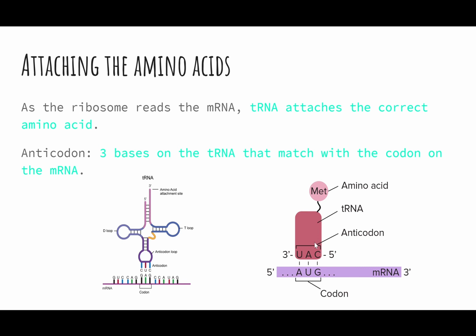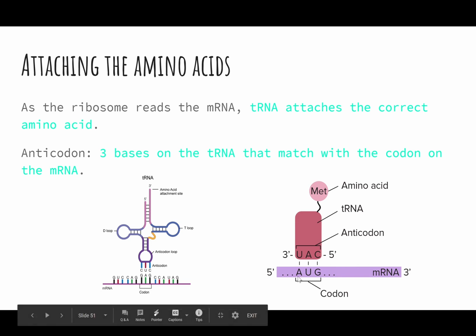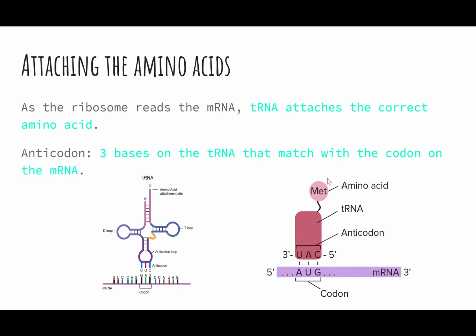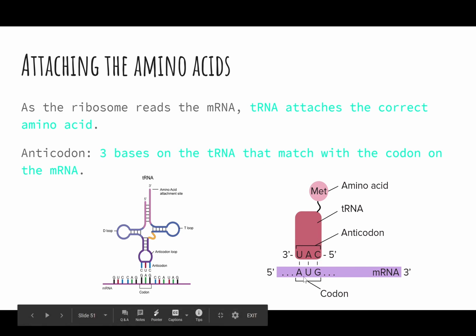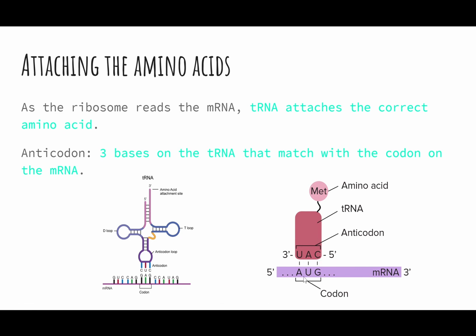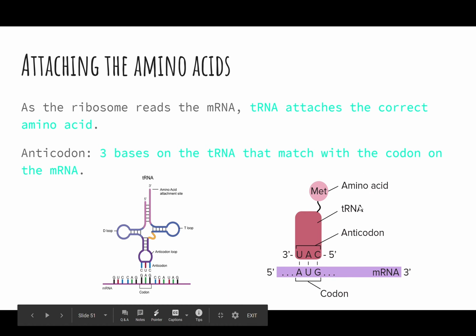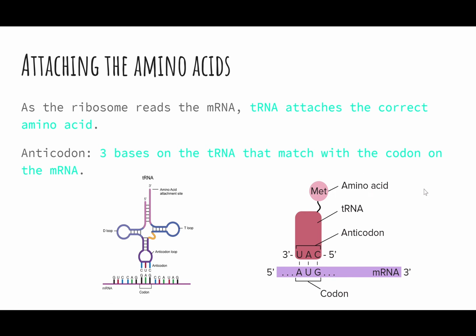Here is just another representation of the tRNA. Here it's been simplified into a rectangle shape, but it's carrying this amino acid. This is actually the amino acid that starts the protein, right? So AUG is our start codon, and then the anti-codon will be UAC. The tRNA comes in, sticks to the codon that it matches to, and you can imagine them all sticking in there, and then we can bind the amino acids together in the correct order.